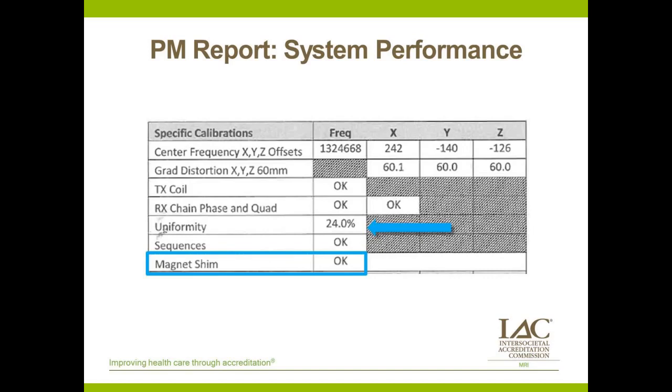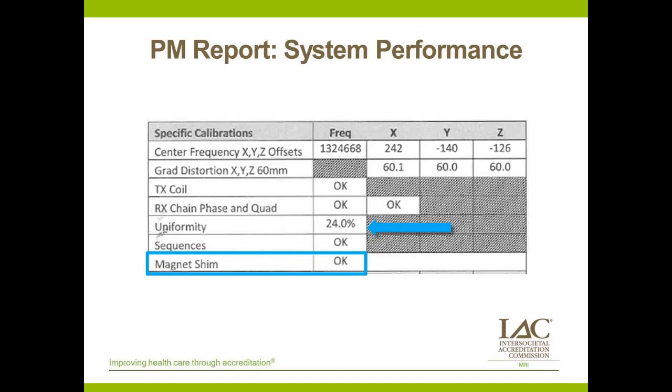And again, that specification can be anything the manufacturer says is appropriate for that coil. So if you're measuring uniformity by the numbers, something like a head coil or a knee coil is going to have a very different tolerance from something like a shoulder coil or a spine coil. So that's why we rely on the manufacturers to tell us what that is.